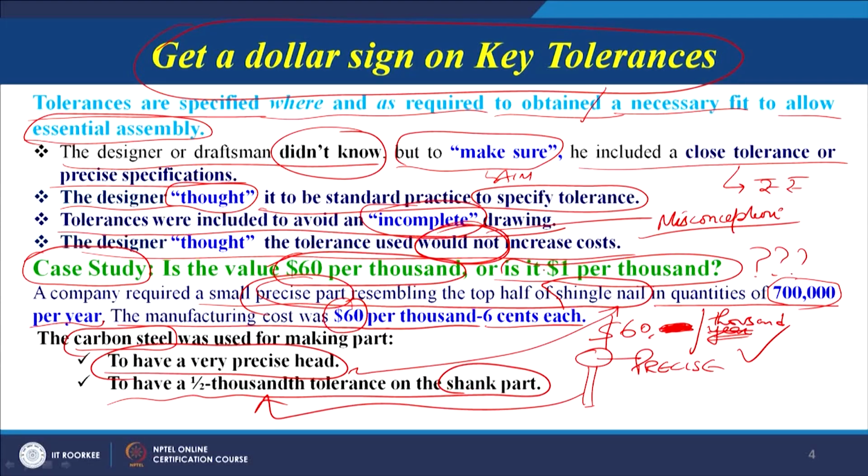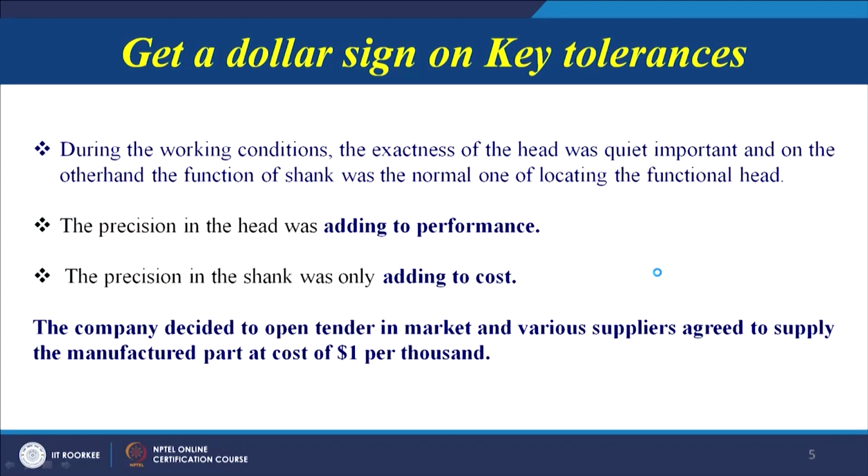So this can be done at $1 per 1000 of this part. So I think the problem is clear now. Once the value engineers attack this problem, during the working conditions the exactness of the head was quite important. So when this part is going to be used, exactness of the head, that is precision of the head, accuracy of the head is very important.